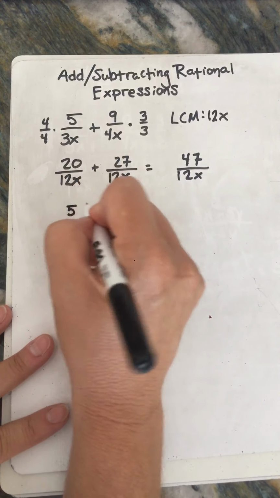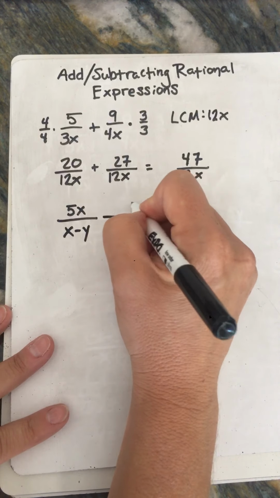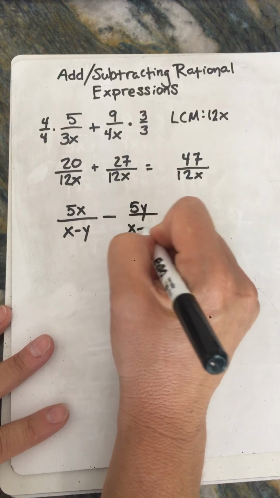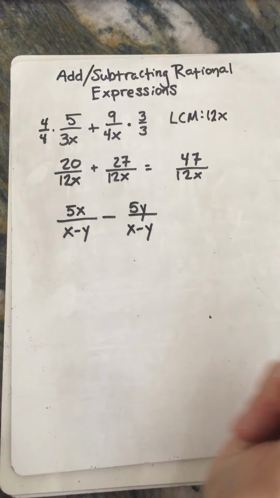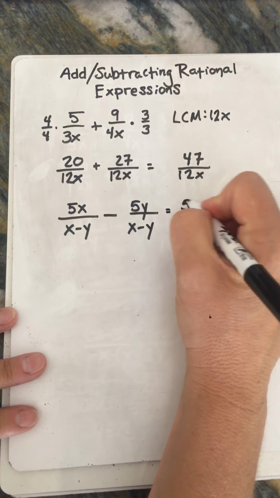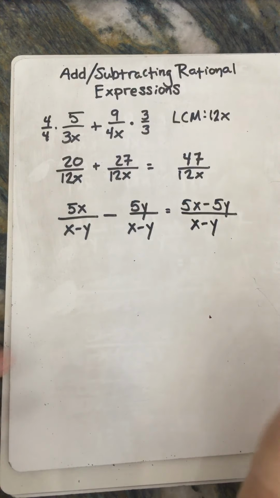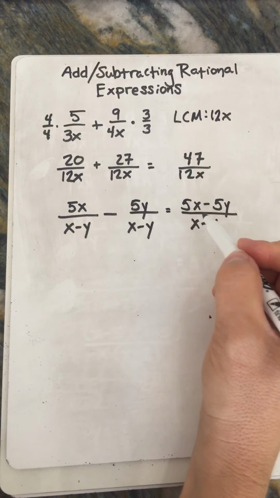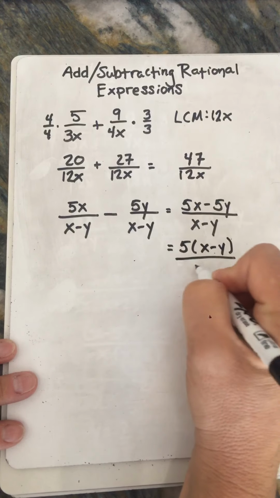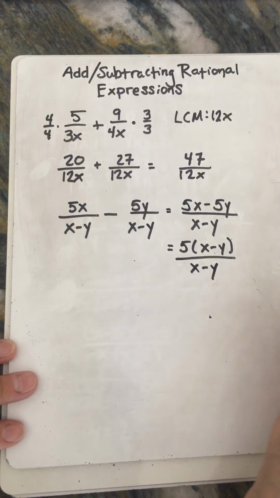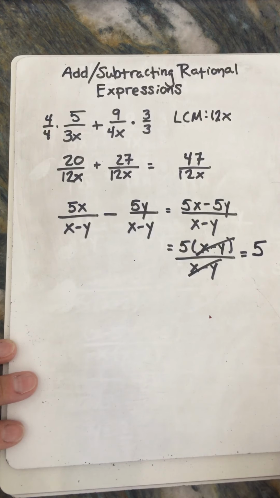So let's try a binomial in the denominator with a little subtraction. So here we go, 5x over the quantity x minus y minus 5y over the quantity x minus y. So look, denominators are like, so we can combine them. So 5x minus 5y over x minus y. But we're not done. Look at the numerator. It has a GCF in it. So let's factor out the GCF. And then look what happens. This is so satisfying to me. Cancel. So our difference is just 5.